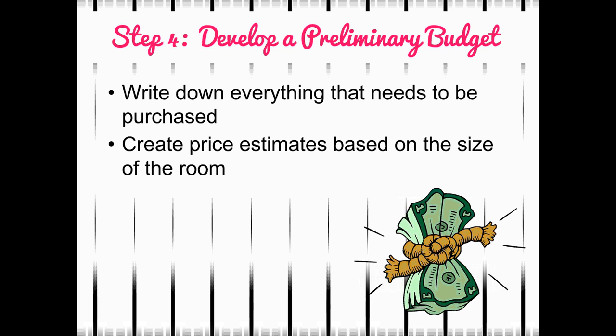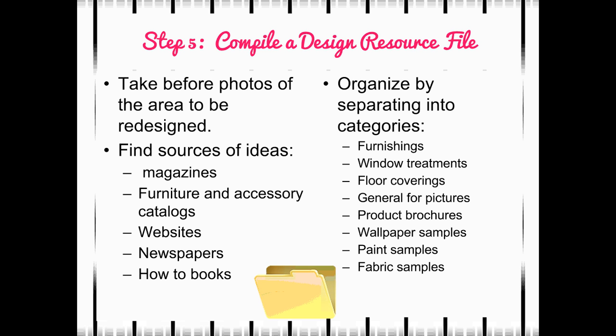Step 4 is develop a preliminary budget. So you're going to be provided a budget in your project. You're going to write down everything that needs to be purchased. Now in the scenario that I'm going to give you, you will have some furniture that the person already has, but you're obviously going to have to purchase more. You're going to create price estimates based on the size of the room. You can use any website to purchase things that your heart desires. You can buy new, used, etc.